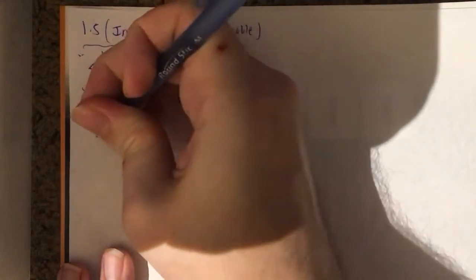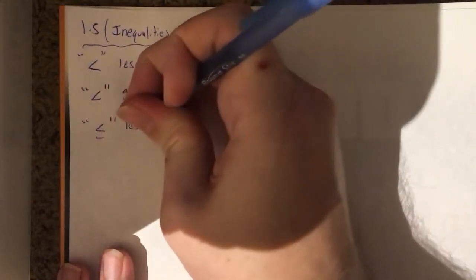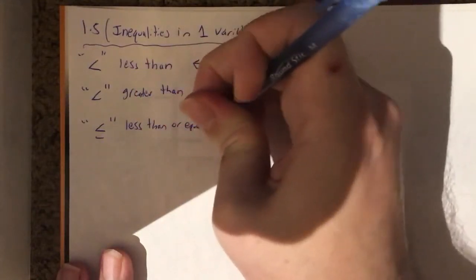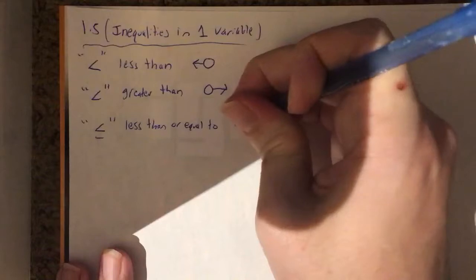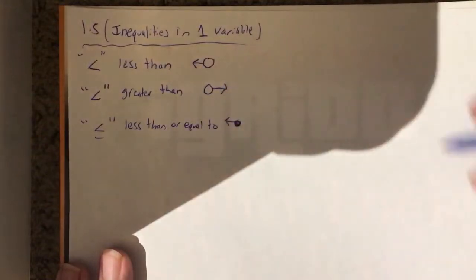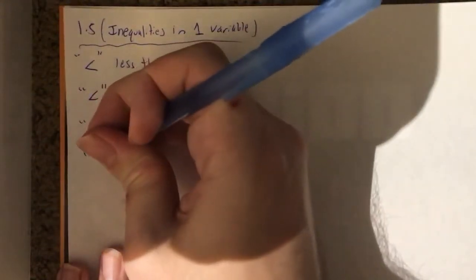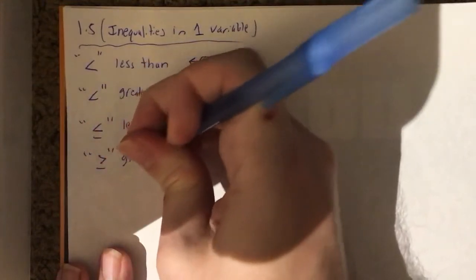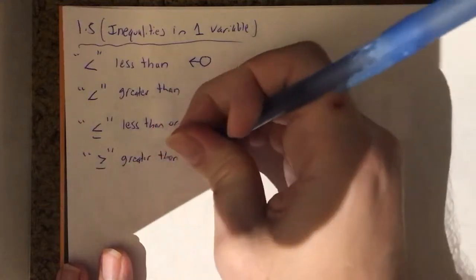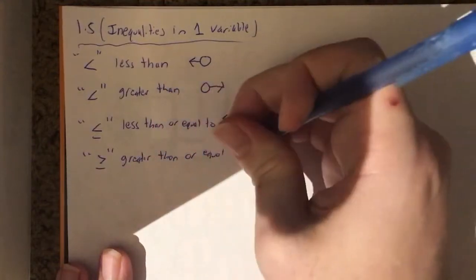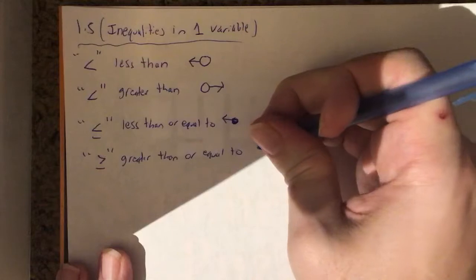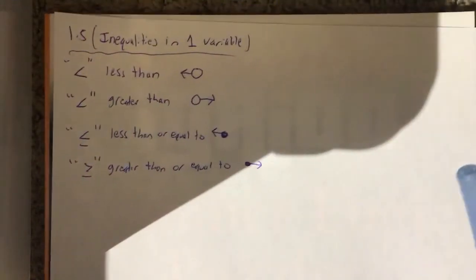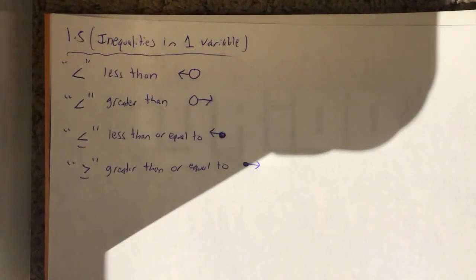Next symbol is less than or equal to. That includes the number. So it's going to be a closed dot to the left. And then the last one is the greater than or equal to symbol. And that's a closed dot to the right. So those are your symbols.